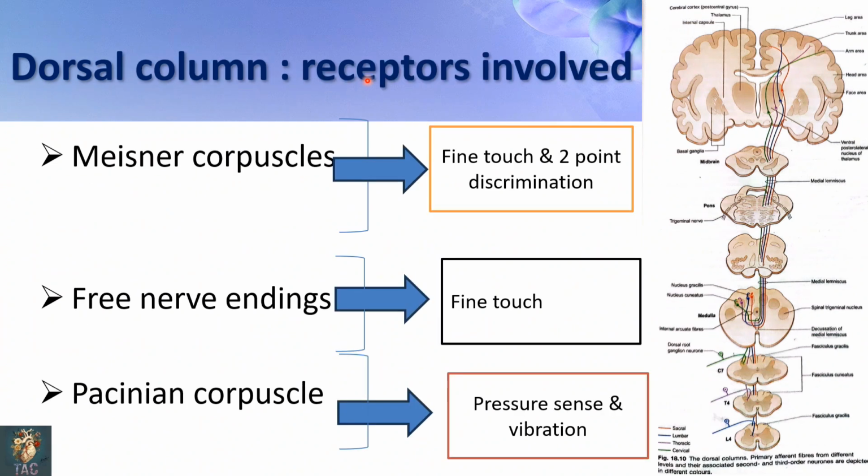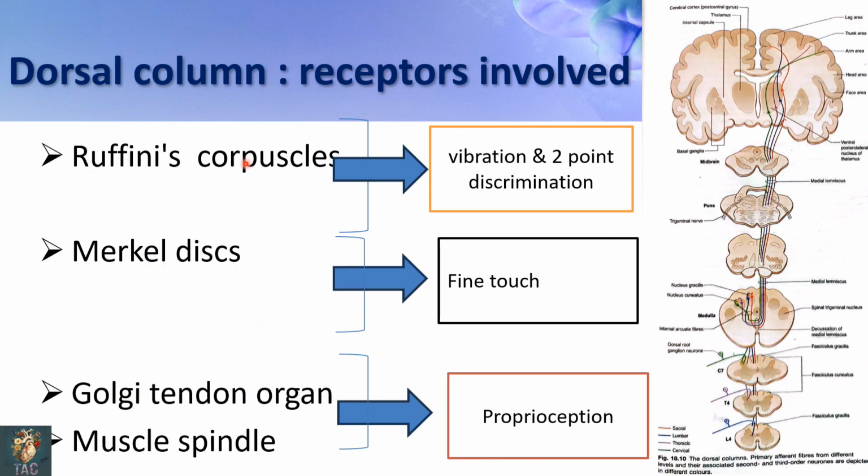Then the different receptors involved in the dorsal column are, first of all, the Meissner corpuscles present in the dermis of the skin, carrying fine touch and 2-point discrimination. Then the free nerve endings present in the epidermis, carrying the sensation of fine touch. The Pacinian corpuscles present in the dermis carry the pressure sense and vibration. Then we have the Ruffini corpuscles, carrying the sensations of vibration and 2-point discrimination.